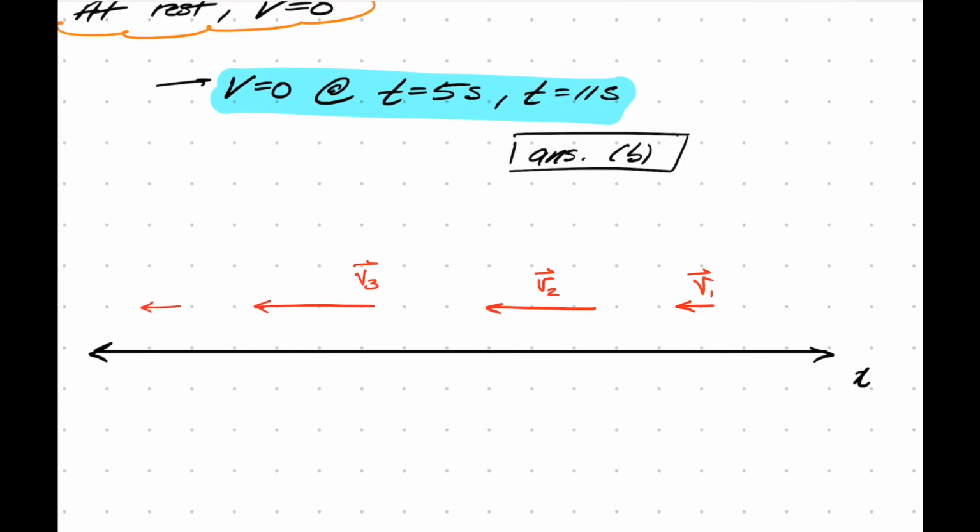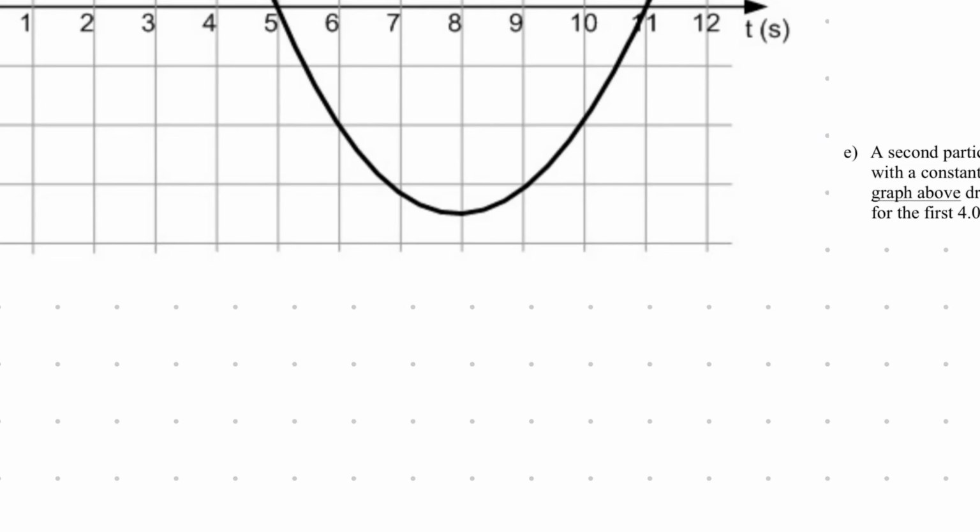At our moment of interest, at the 10-second mark, we have a fourth velocity vector, smaller in magnitude than v3, which means it has a smaller speed. However, our particle is still traveling in the negative x direction. Now on to part E.